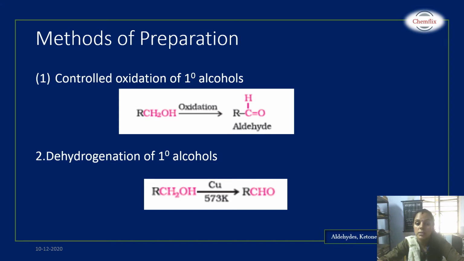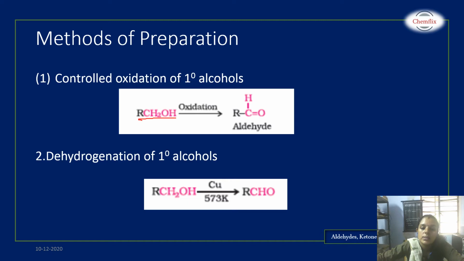How can you prepare aldehydes? From a primary alcohol you can prepare an aldehyde by controlled oxidation. Wait a second, let me use my pen. So an aldehyde can be produced by the controlled oxidation of a primary alcohol.